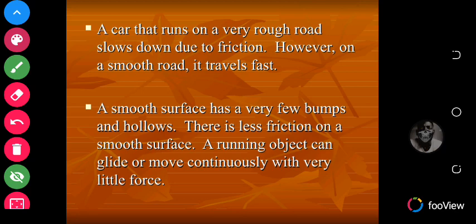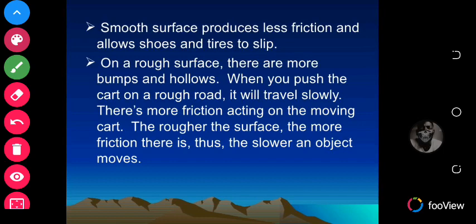With a smooth surface there is less friction, and objects running on a smooth surface would easily glide or move continuously with little force. A smooth surface produces less friction and allows shoes and tires to slip. On a rough surface, there are more bumps and hollows. When you push a cart on a rough road, it will travel slowly. There is more friction acting on the moving cart. The rougher the surface, the more friction there is, and thus the slower the object moves.